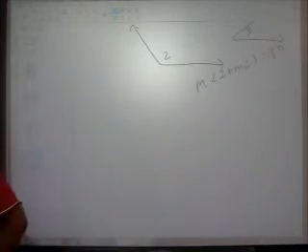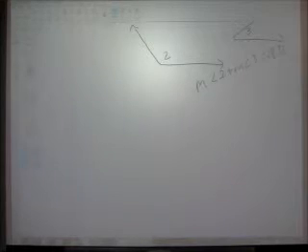Theorem 2.7. Angles complementary to the same angle or two congruent angles are congruent. What's the difference between Theorem 2.6 and 2.7? They're complementary instead of supplementary. Anything else different? No. So it's basically the same thing. Theorem 2.8. If two angles are vertical, then they are congruent.